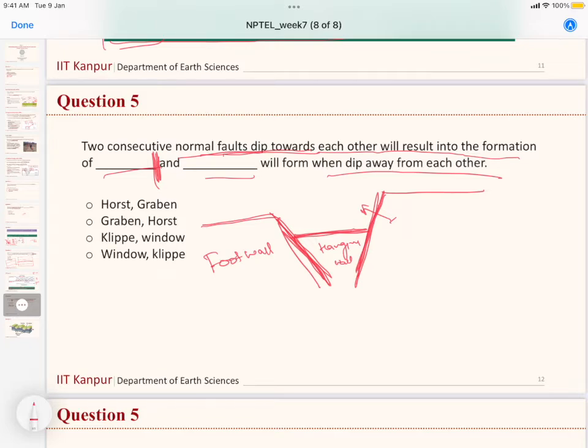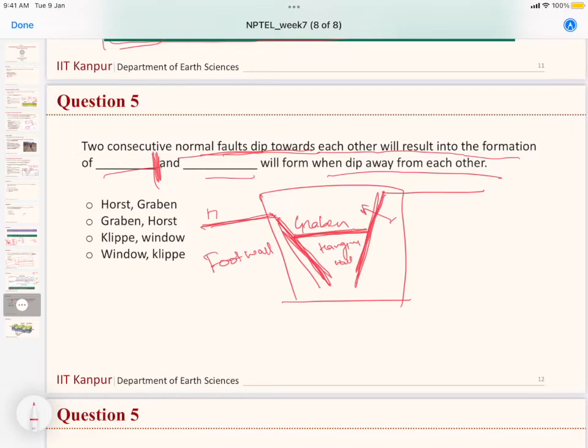So what I am getting now is called the graben. Horst is the upside, but since here we consider what is forming between these two faults, this is the graben that is forming. Now the other way around, I think you can do; it's just opposite to it. If you do it, you will get the answer.